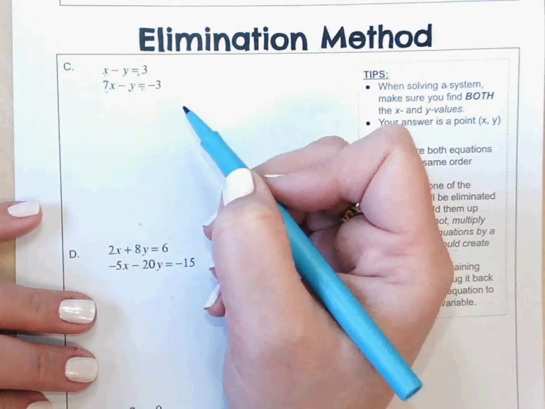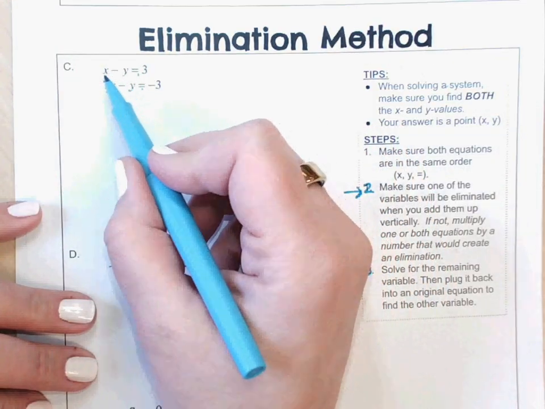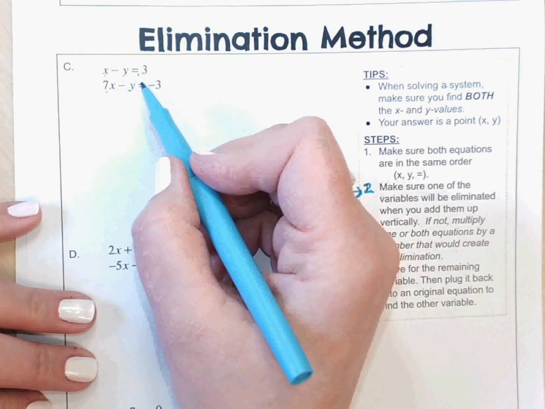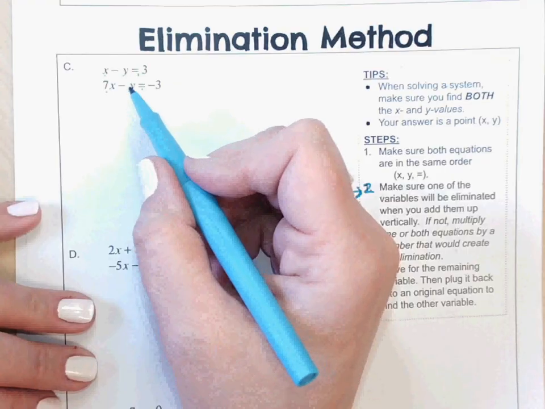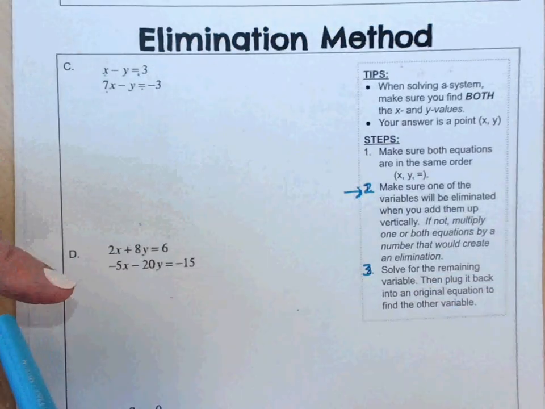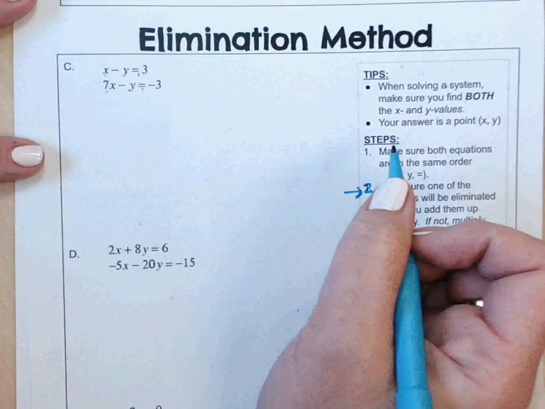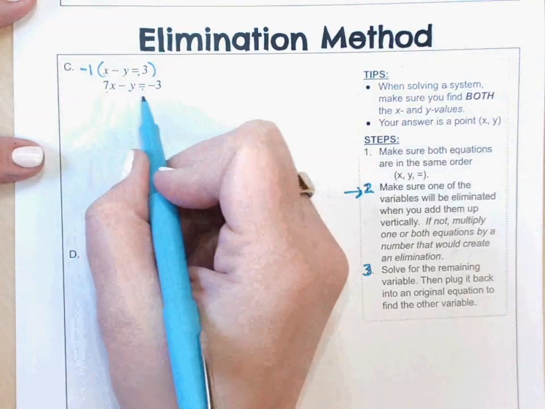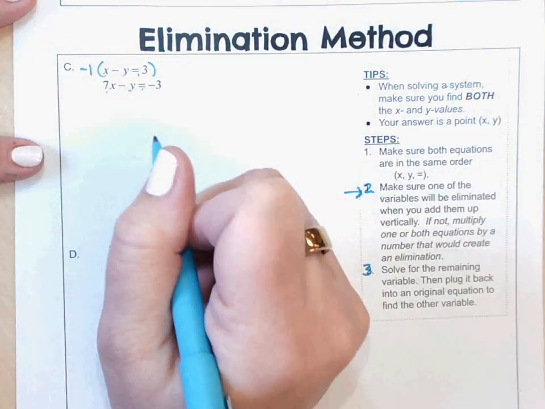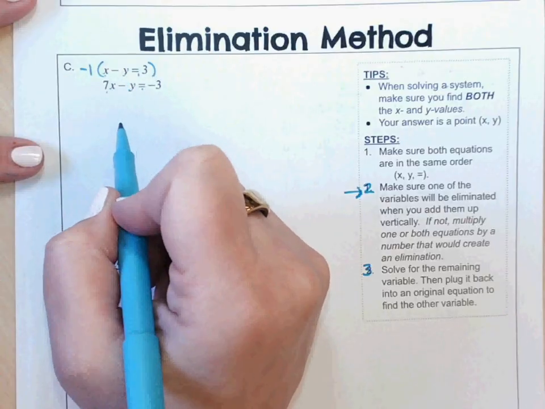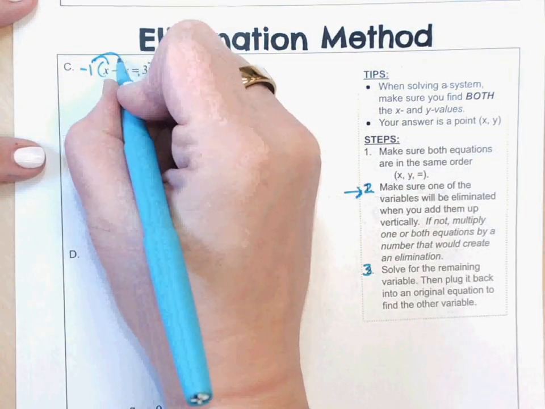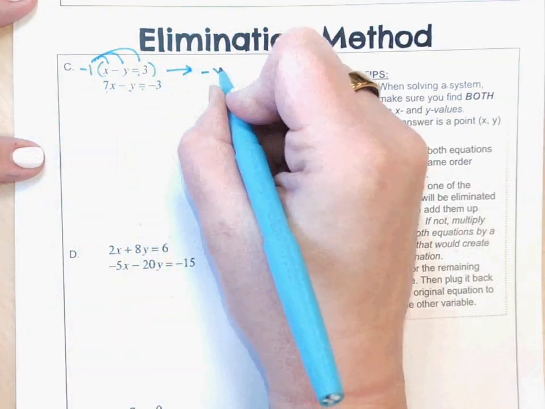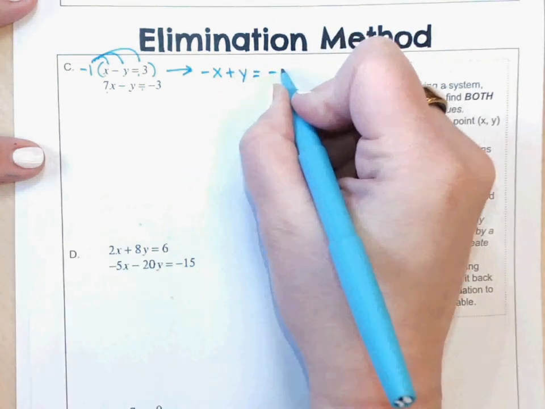So they're not eliminated. So what I can do is I can multiply one entire equation by one number that would allow that to happen. Or sometimes you have to multiply both equations by a number to make that happen. So let me show you what that's going to look like. In this case, if I were to multiply the top equation by negative 1, or technically I could multiply the bottom by negative 1, but if I multiply one of these equations by negative 1, what's going to happen is it's going to distribute to everything and become negative x plus y equals negative 3.